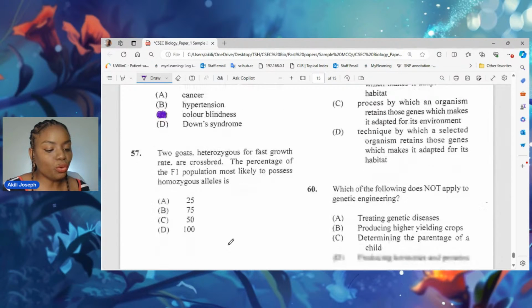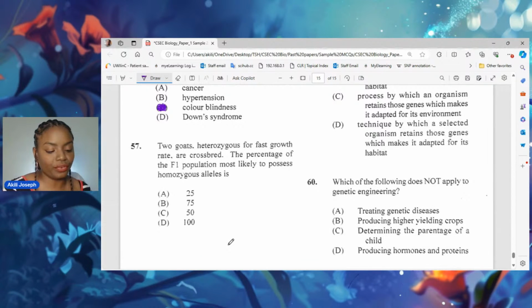57. Two goats heterozygous for fast growth rate are crossbred. The percentage of the F1 population most likely to possess homozygous alleles is going to be A, 25%, B, 75%, C, 50%, or D, 100%? Right? So the answer is going to be C.